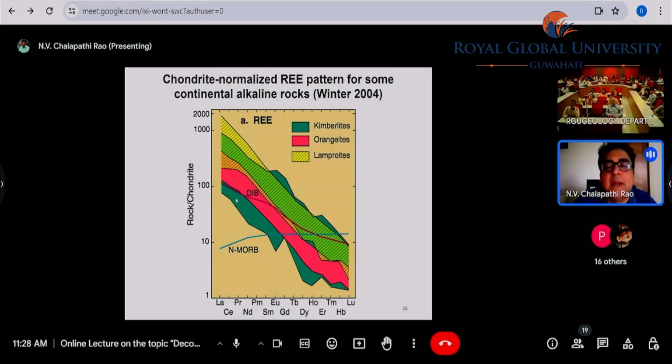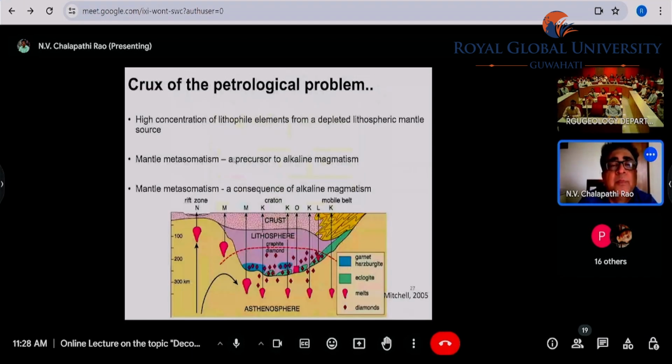And if you see the rare earth element contents, you can see more mid-oceanic ridge basalt. This is the rock sample on the y-axis. On the x-axis, you have the rare earth elements. You can see how rich the alkaline rocks like kimberlites, orangeites, lamproites are compared to the mid-oceanic ridge basalts or OIB, which means ocean island basalts. They can be 200,000 times more than that of a chondrite, which is a meteorite. So that shows the abundance of rare earth elements in alkaline rocks compared to normal terrestrial rocks or even a meteorite.